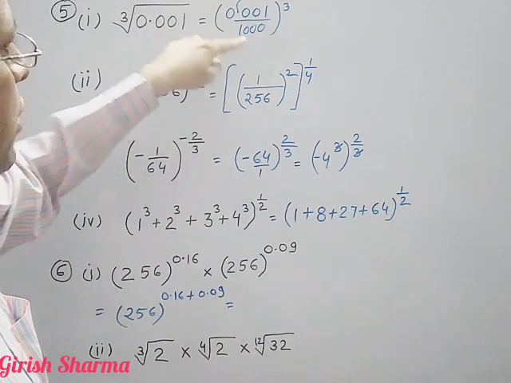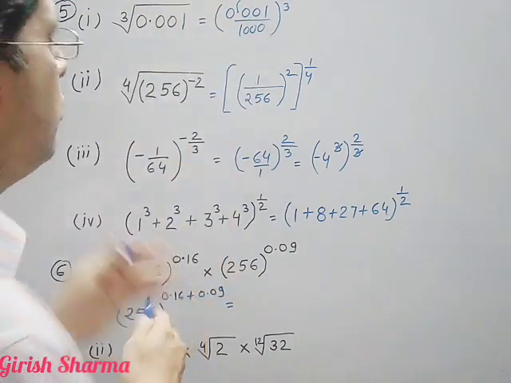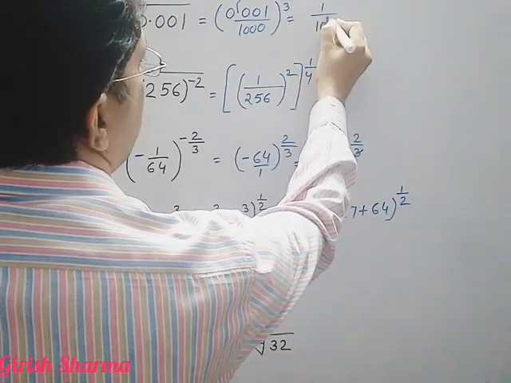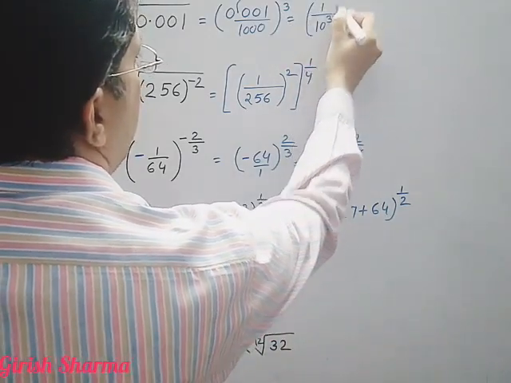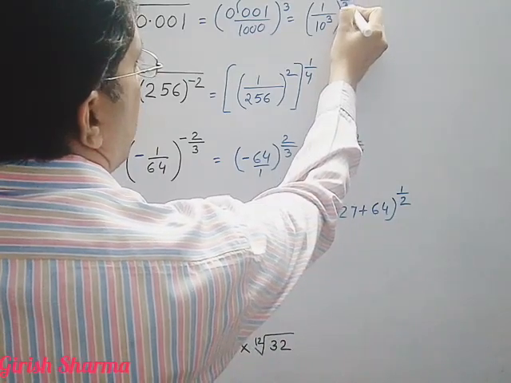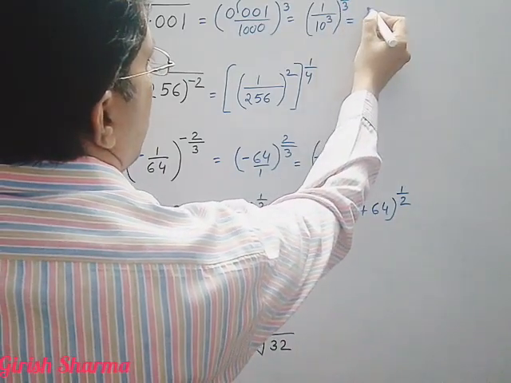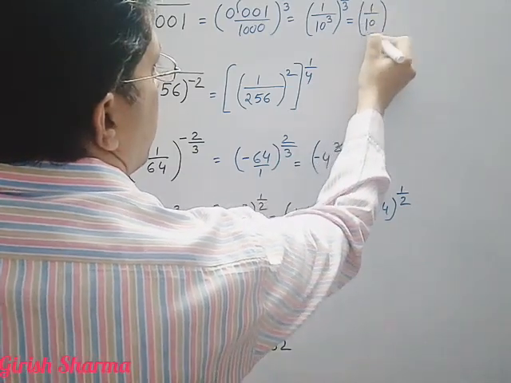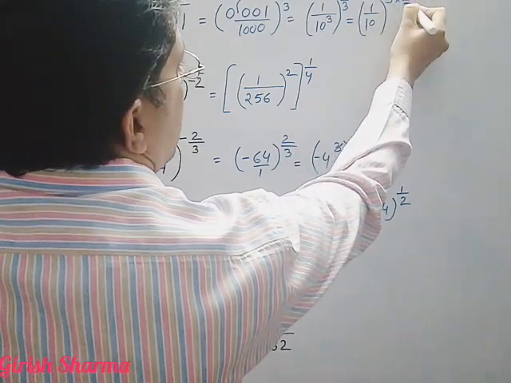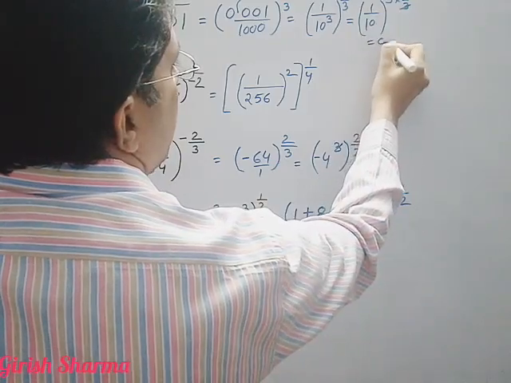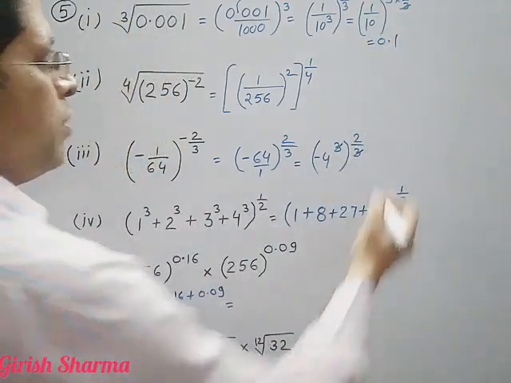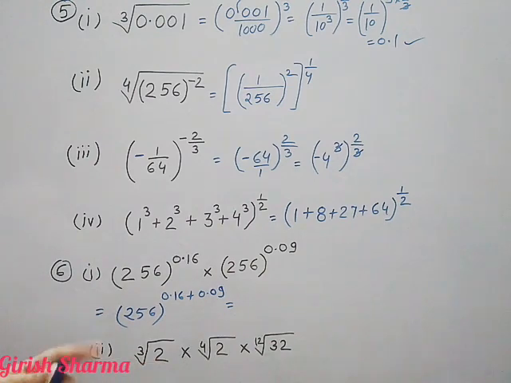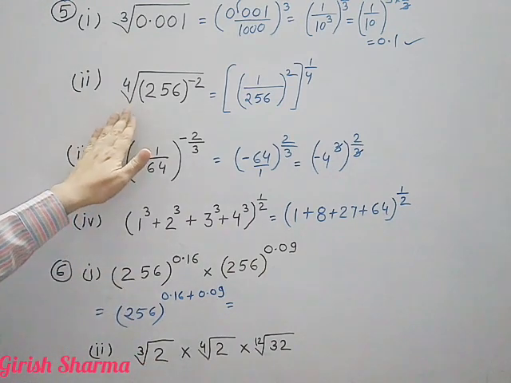0.001. Remove this point, this will be 1000. So what I can write here is 1 upon 10 power 3, then power 1 upon 3. So what will be here? 10 power 3, then 1 upon 3. 3 to 3 cut, answer is 0.1. Okay, like in this way, when you apply the proper laws of exponent.